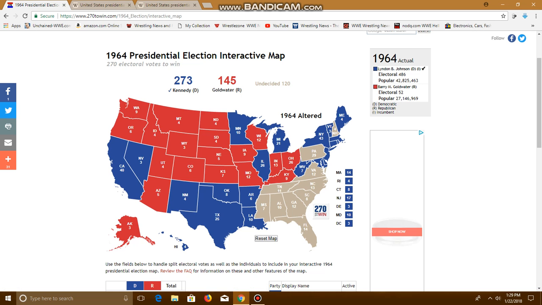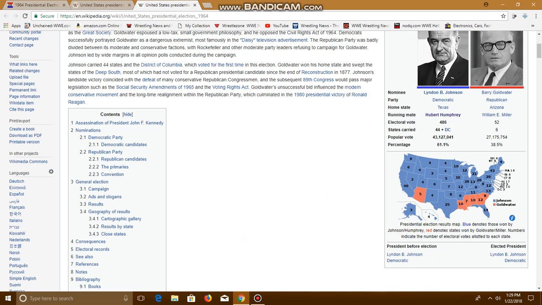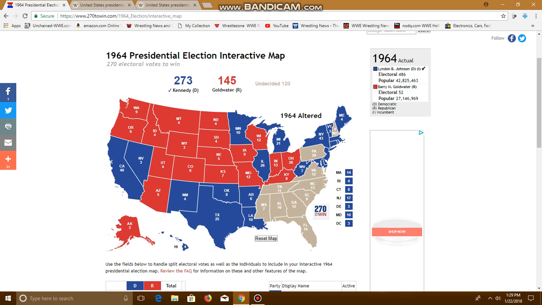It would be a lot closer, I think, in a lot of ways. Again, if you look at the 1964 election, but because of Barry Miller, or William Miller, I should say, Goldwater is going to carry a lot of these states over here. Even into Tennessee, North Carolina, and I'm even going to give Florida to Goldwater, because I think he would have carried the state of Florida. I think it makes sense.